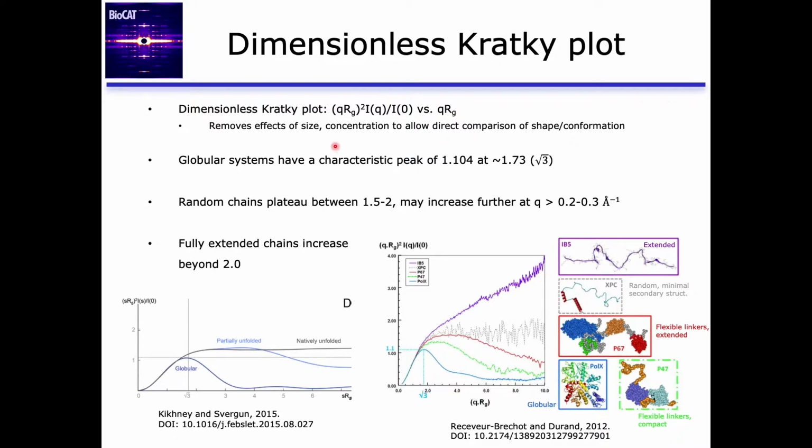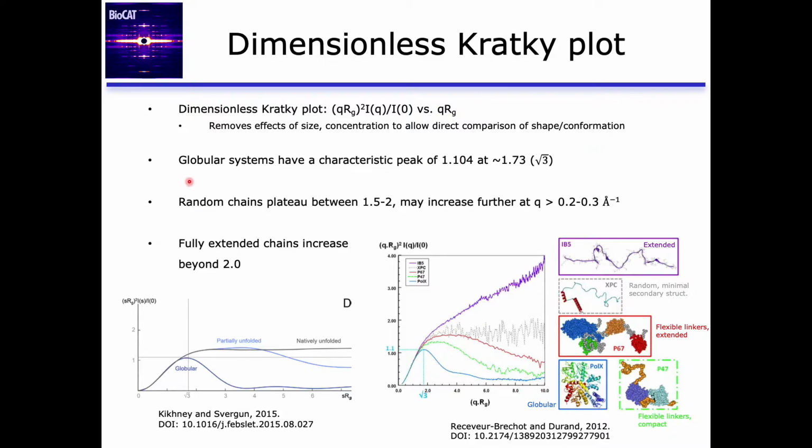We do this by multiplying every q by an Rg and dividing I of q by I of 0. So we end up with a dimensionless Kratky plot, which is qRg squared times I of q over I of 0 versus qRg. And this is taking out those concentration effects from our system, and the overall size of the macromolecule as well. Sorry, it's not taking out shape, it's taking out size and concentration effects.